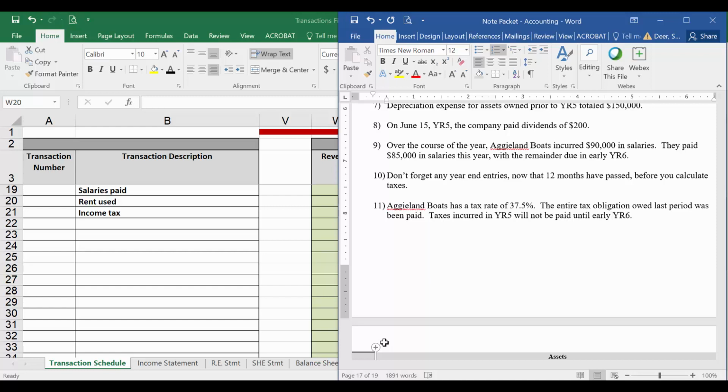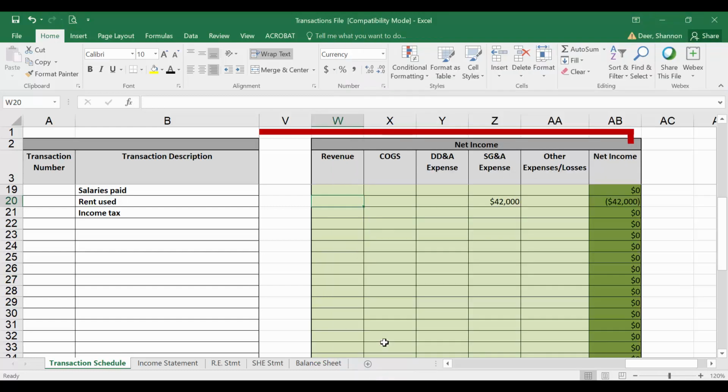So we incurred the taxes this year. We need to go ahead and record the tax expense, but we're going to have an obligation or a payable for the taxes that we need to pay in early year six. Let's go back to our spreadsheet.